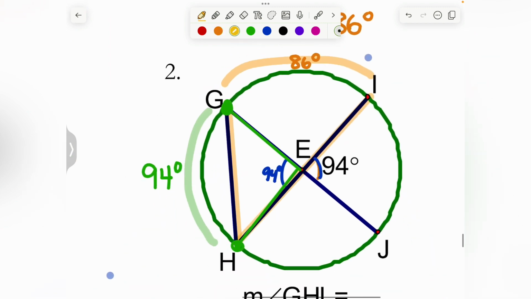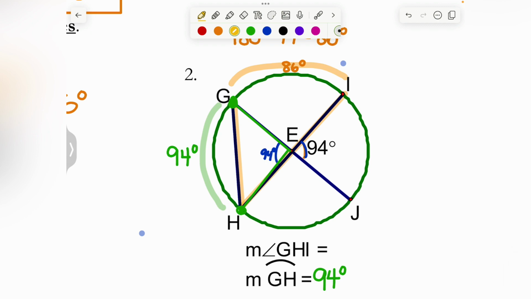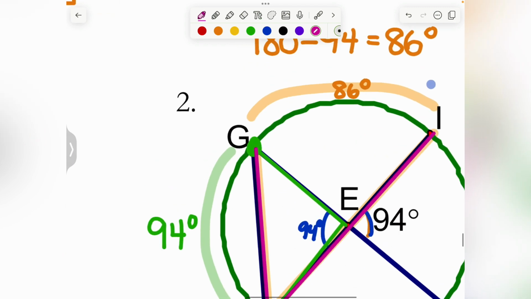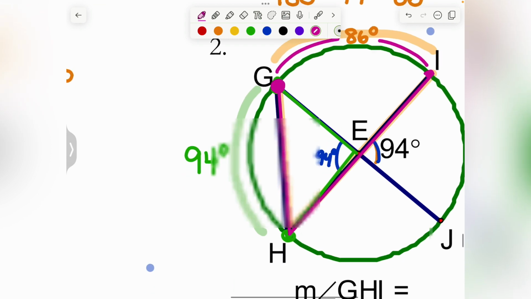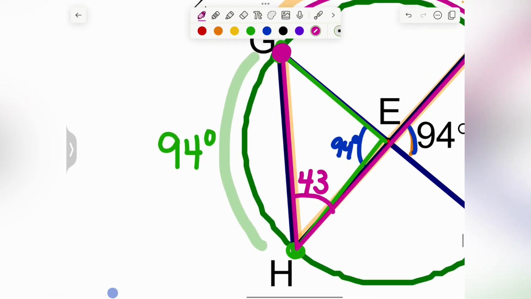Now, it's also asking for the measure of GHI, which I'm going to trace in pink. GHI opens up to this 86 degree arc, but it's an inscribed angle, so I have to divide by 2, which makes that 43 degrees.